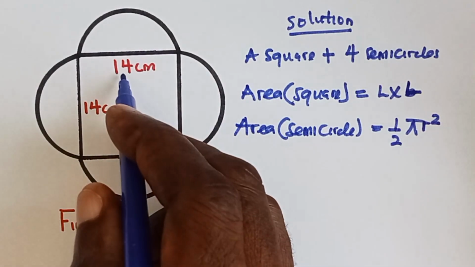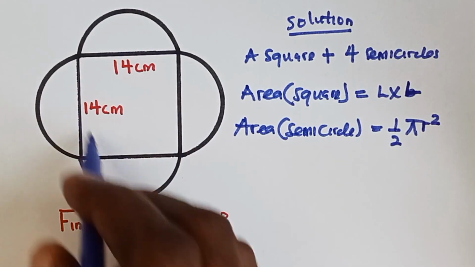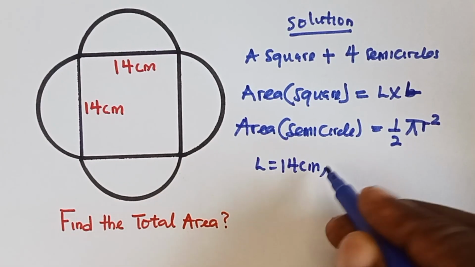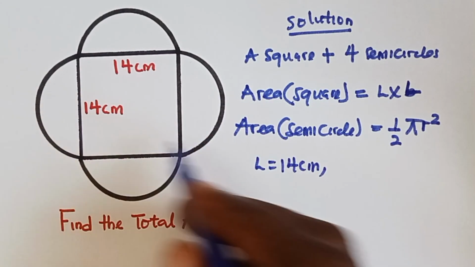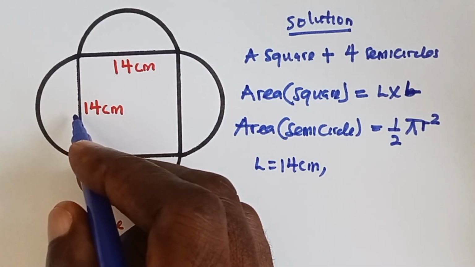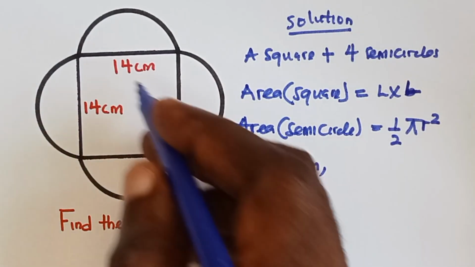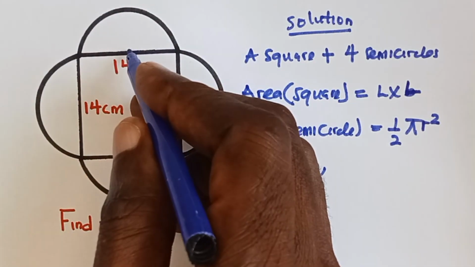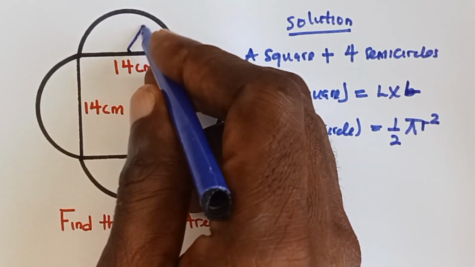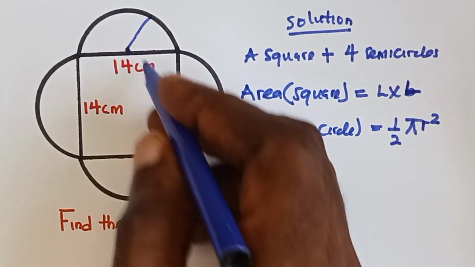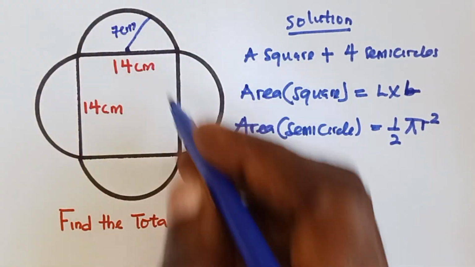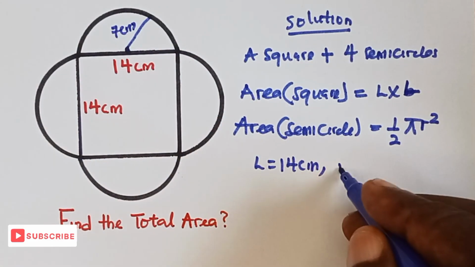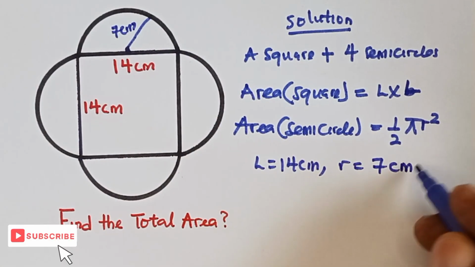Alright, so what do we have? We have the length of the square to be 14 centimeters, and the radius of this semicircle will be 7. Alright, how is it 7? From here to here is the diameter of the circle, and from here to this place is half of 14. So it means the radius of the semicircle or the circle will be 7 centimeters.